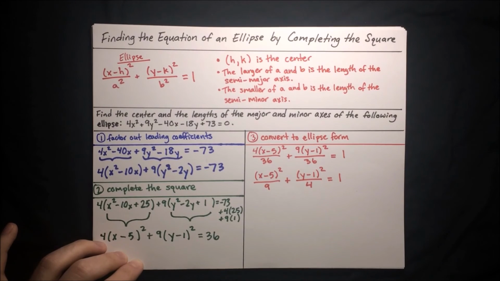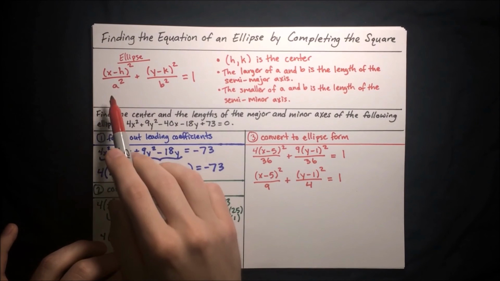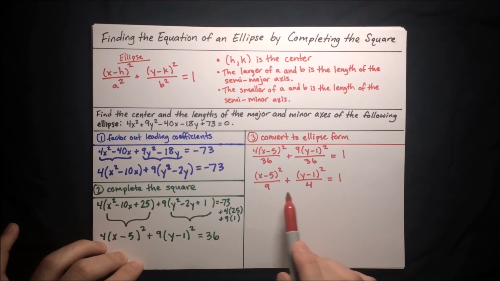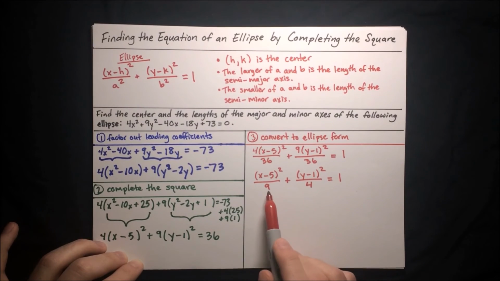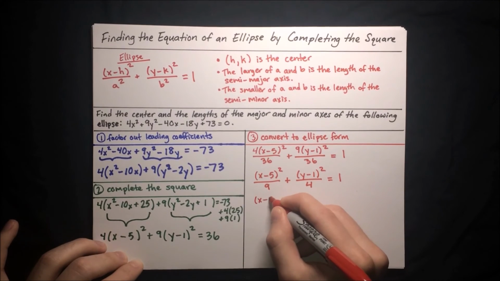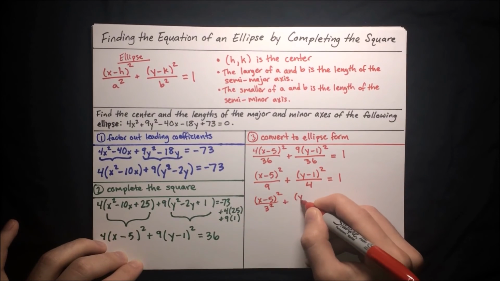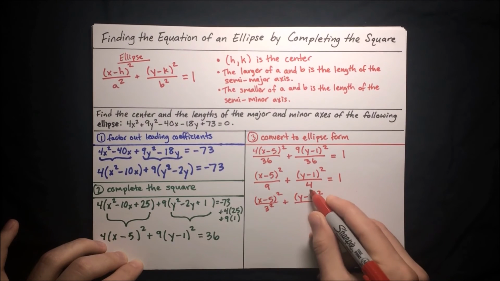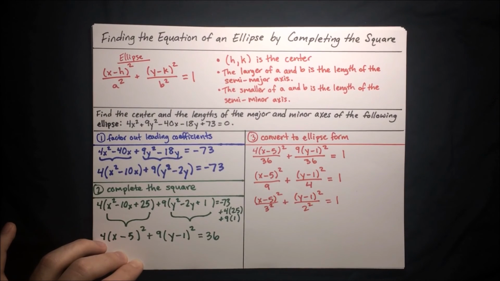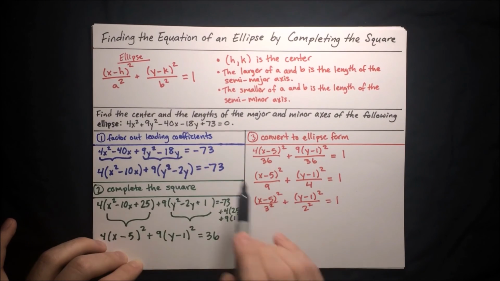And hey, we're so close to being there. The only issue now is that we have an a squared and a b squared in the denominators, and here we just have 9 and 4. We want to write these as squares. And it's easy to tell because these are perfect squares. 9 is just 3 squared, so let's write it like that. So x minus 5 squared over 3 squared, and then plus y minus 1 squared over 4, which is just 2 squared. And finally, now this equation is in the ellipse form. h is 5, k is 1, a is 3, b is 2.